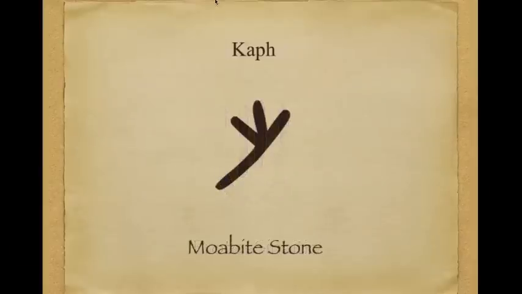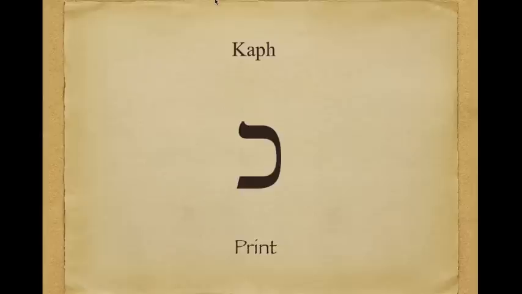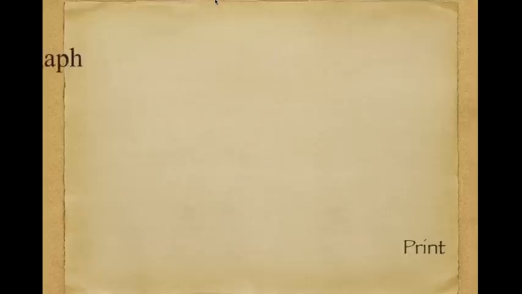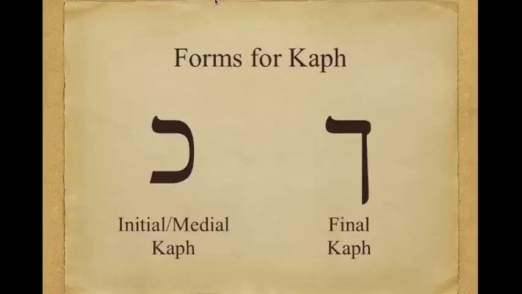The letter Qoph derives its name and original shape from the word that means palm of the hand. Qoph, like Beit, Gimel, and Dalet, has two pronunciations. With the dagesh, Qoph sounds like the letter K in king. Without the dagesh, Qoph might best be thought of as making the same sound as the letter chet, though early on in the history of the language these two consonants would not have had the same pronunciation. Qoph has two forms depending on where it occurs in the word.